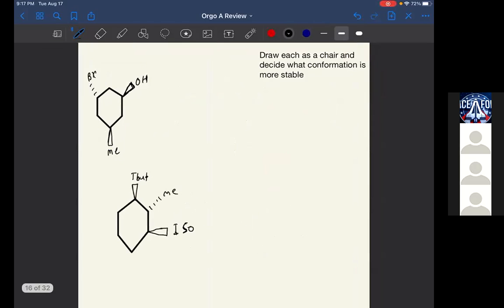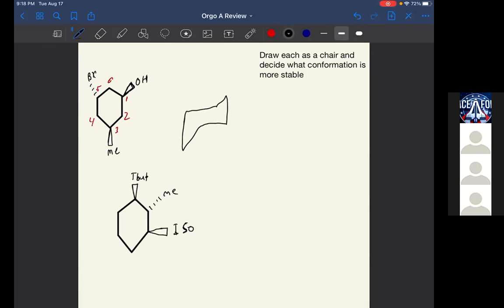So for this one, to translate this into a chair, label it. It doesn't matter how you number it, just as long as they're in the same position. So bromine will be at least 2 away, with 1 gap in between, from OH, and it'll be 2 away from methyl. We're not naming it, so you can number any way you want. So 1, 2, 3, 4, 5, 6. Then draw your chair.